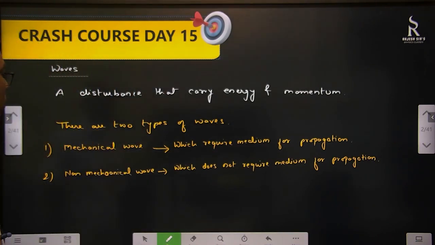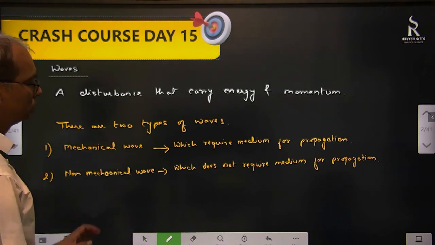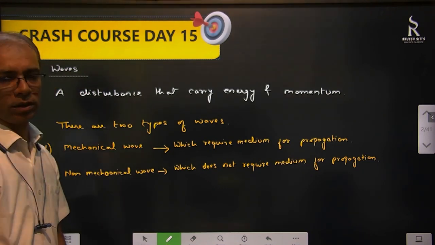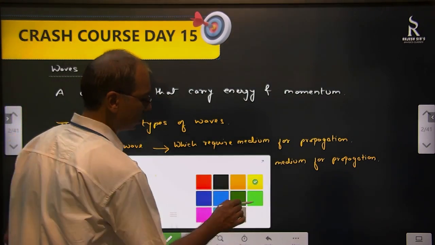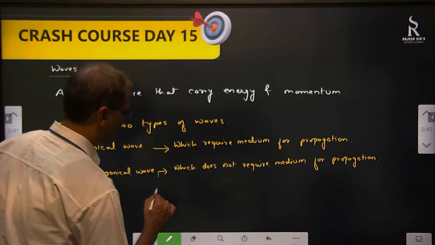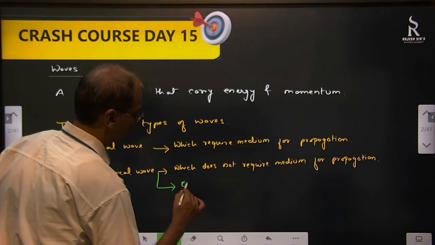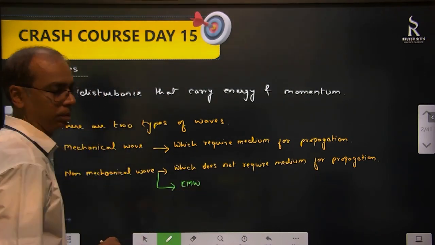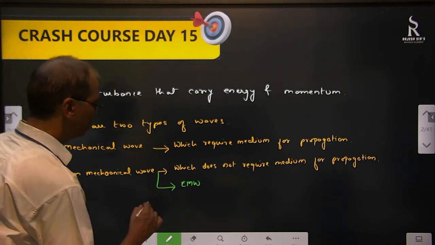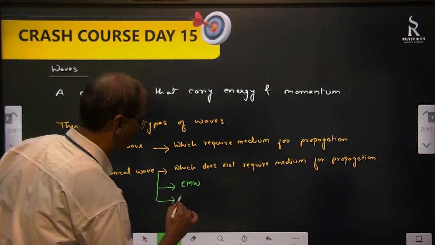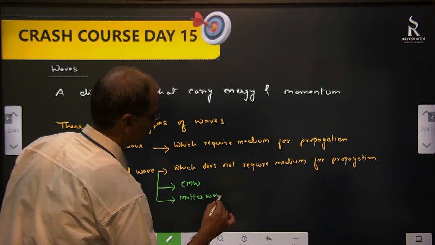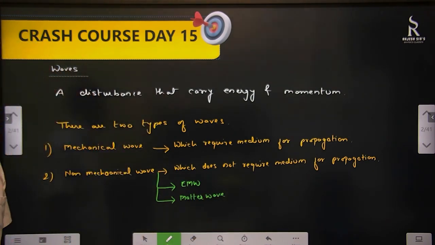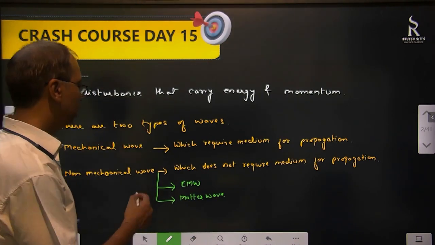Now, first we will see non-mechanical waves. Non-mechanical waves are also of two types. What are those? Example number one is the electromagnetic wave, which we have as a separate chapter. And the second one is the matter wave, which also we have as a topic. Both come under non-mechanical waves.